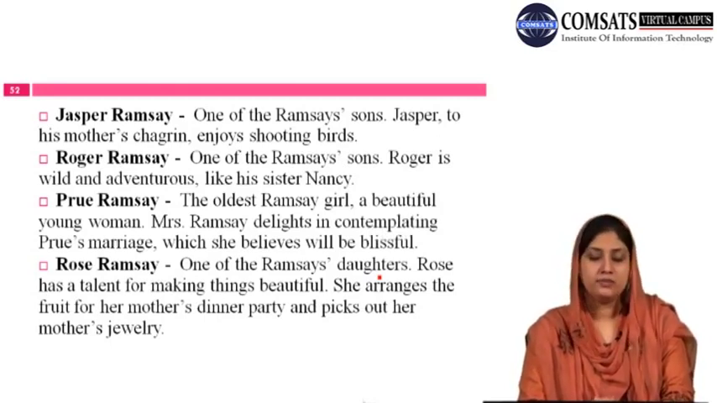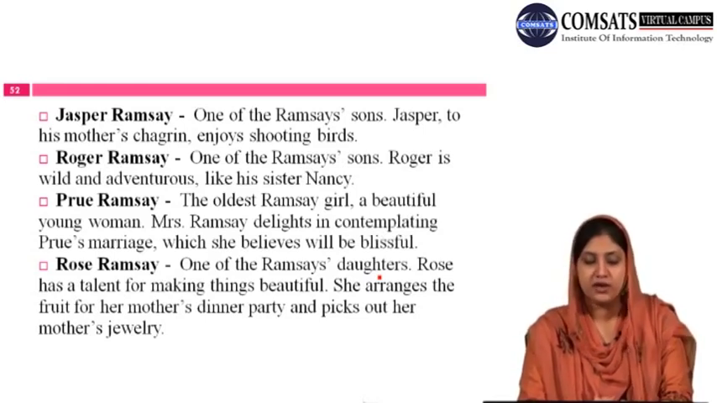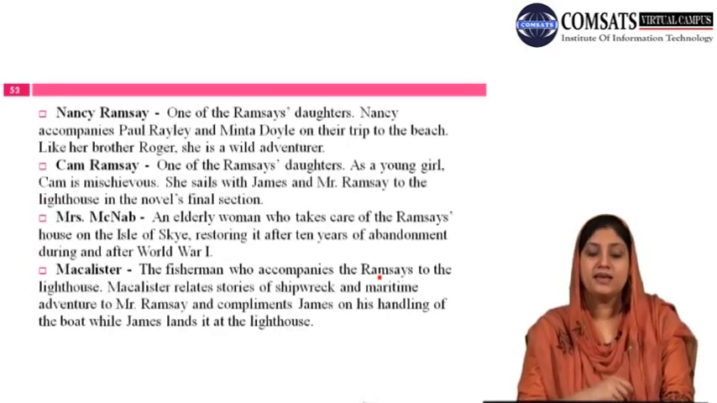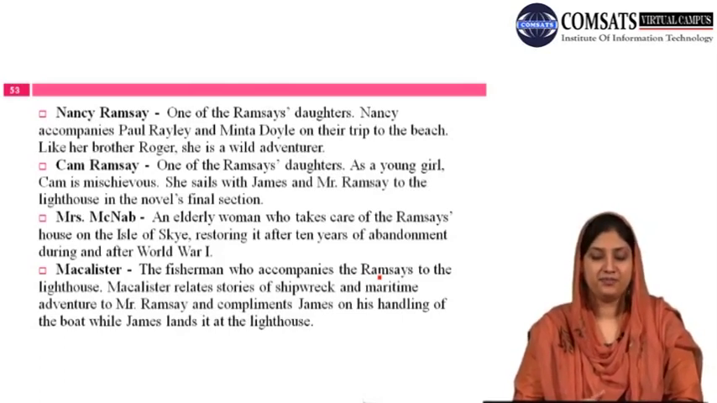Prue, the oldest Ramsay girl, a beautiful young woman. Mrs. Ramsay delights in contemplating Prue's marriage, which she believes will be blissful. Rose Ramsay, one of the Ramsays' daughters. Rose has a talent for making things beautiful. She arranges the fruit for her mother's dinner party and picks out her mother's jewelry. Nancy, one of the Ramsays' daughters, accompanies Paul and Minta on their trip to the beach, and like her brother Roger, she is a wild adventurer.